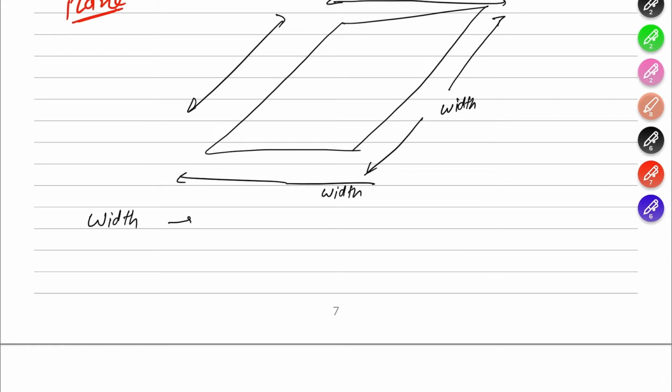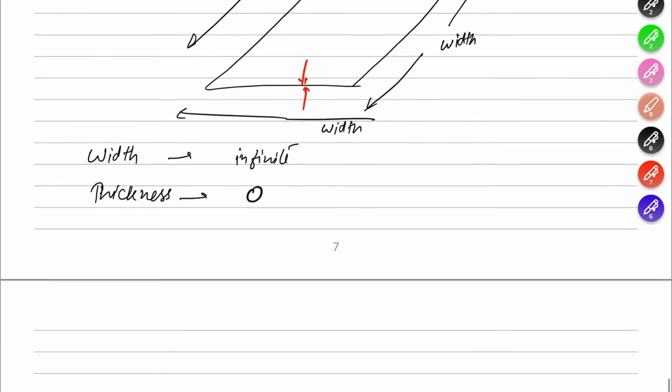In case of a plane, the width is infinite. But if we talk about the thickness of a plane, thickness means this distance, this measurement. The thickness of a plane is 0. So what is a plane? A plane is basically a 2-dimensional figure such that it is extended in infinite direction along the width, whereas its thickness is 0.